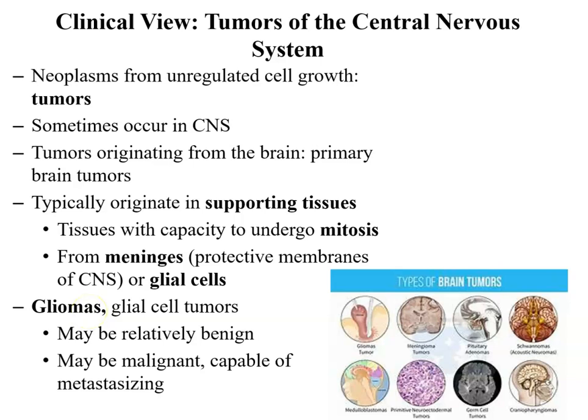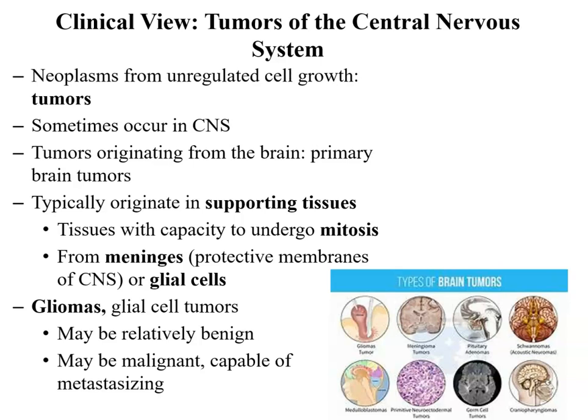All right, let's take a minute here to talk about tumors of the central nervous system. So a tumor is a neoplasm from unregulated cell growth. Sometimes tumors occur in the central nervous system. A tumor that originates from the brain is going to be a primary brain tumor.